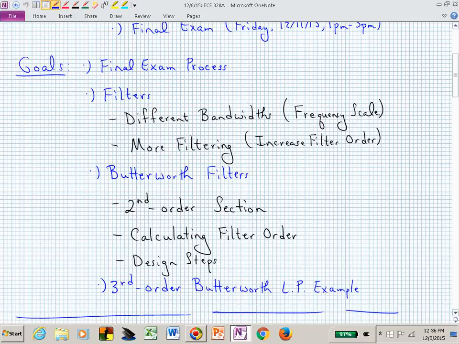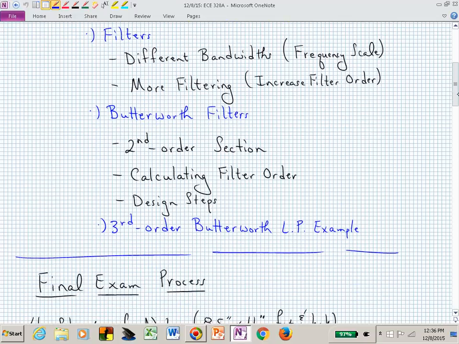And we'll go through some design steps, and hopefully we'll get through a third order Butterworth low-pass filter example. That's the idea.